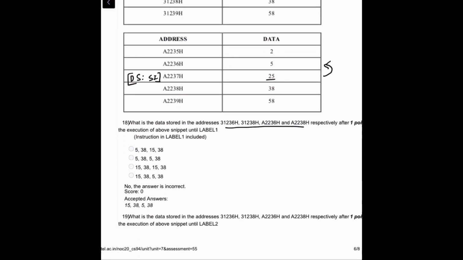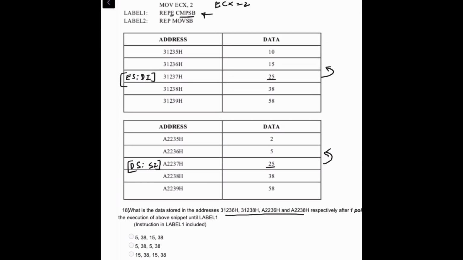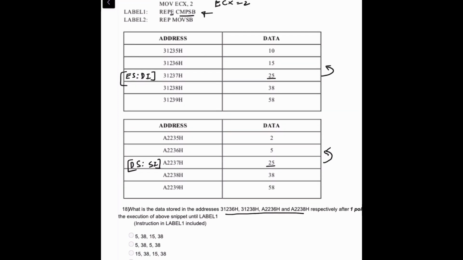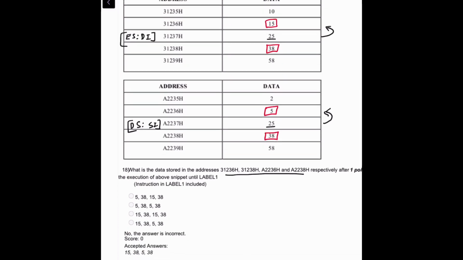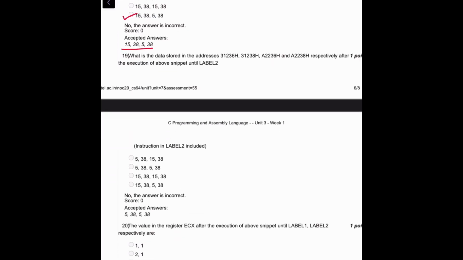So let's look at what is being asked. What is the data stored in these locations? Okay, since this is just a comparison operation, there is no change in data, hence you can see the data is 1538, 5 and 38. 1538, 5 and 38, right? Okay, let's go to question 19.